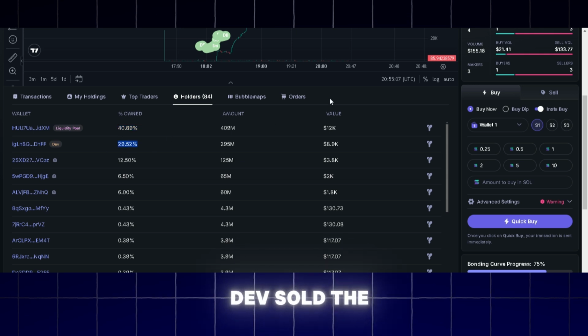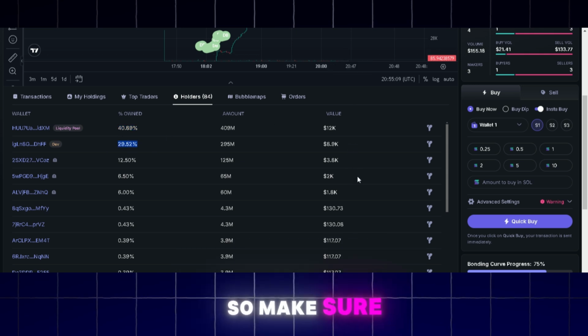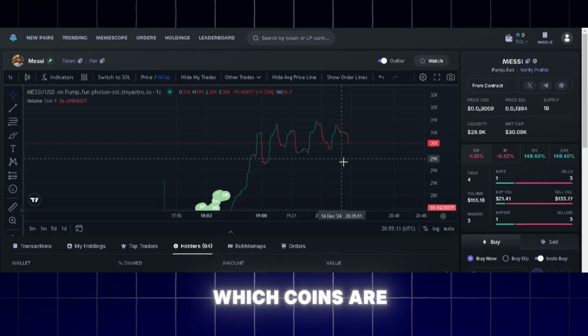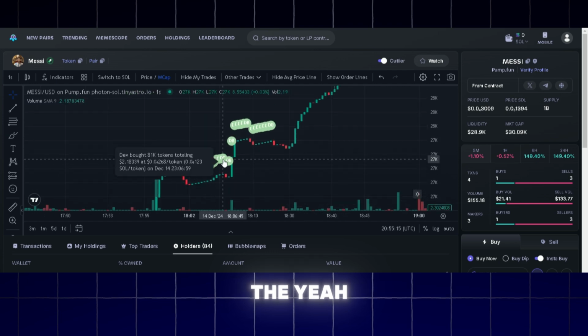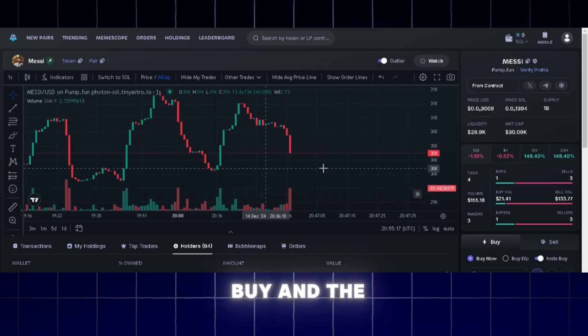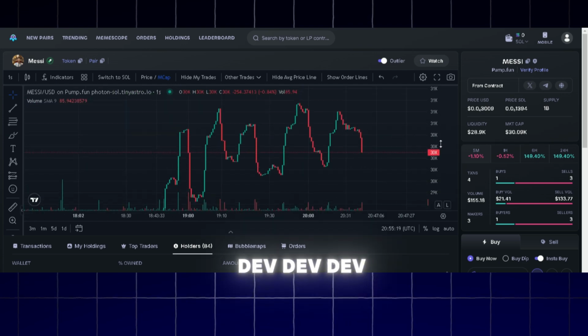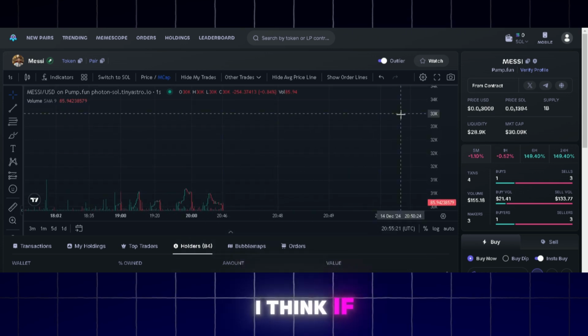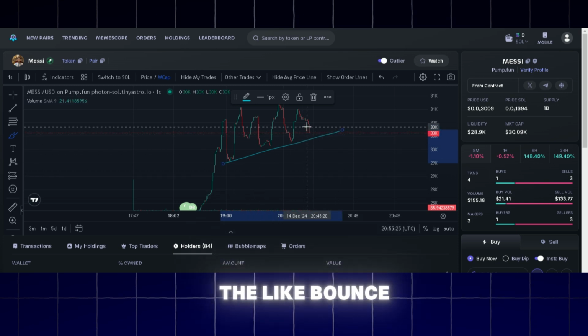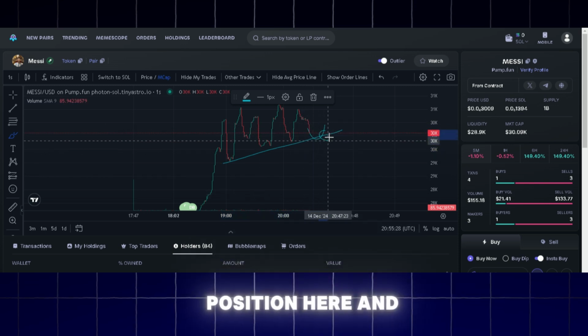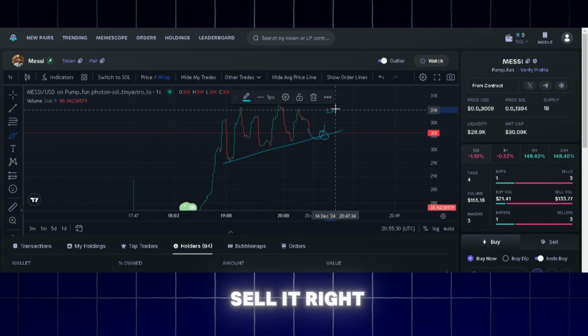So if the dev sold, the price can easily dump. So make sure you guys know which coins you are trading. So the dev buys, and the dev can sell around, I think, if the price manages to bounce back, you can take a position here and sell it right here.